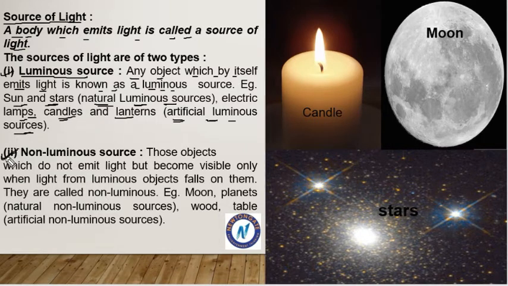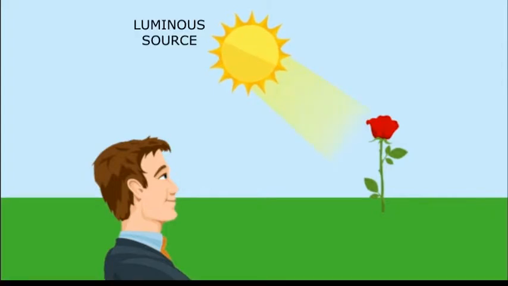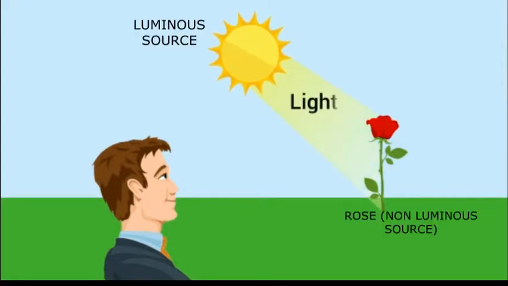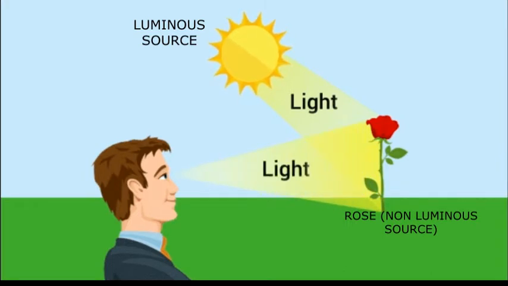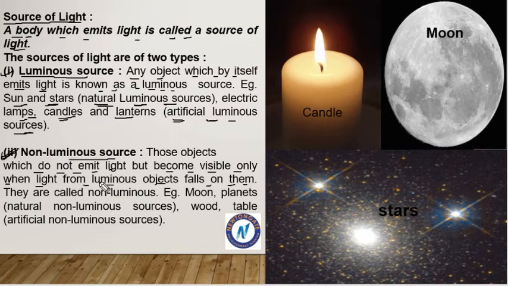Similarly, non-luminous sources are those objects which do not emit light but become visible only when light from a luminous object falls on them. That means non-luminous sources do not have light of their own. What they do is just reflect the light that is incident on their surface. Obviously, the light that is incident on the surface of a non-luminous source is produced by some luminous source, right?